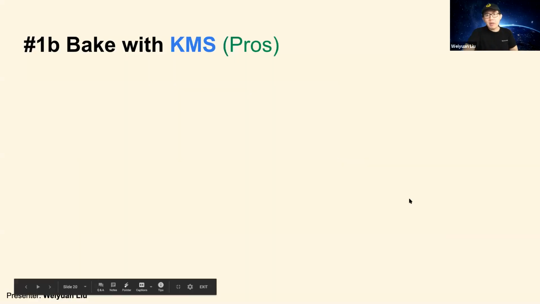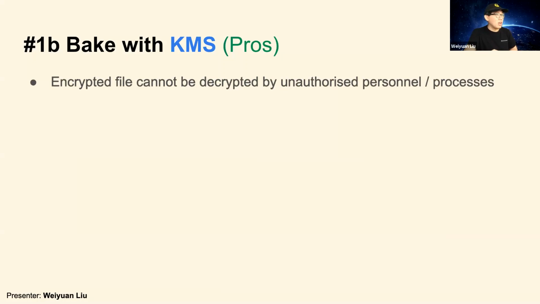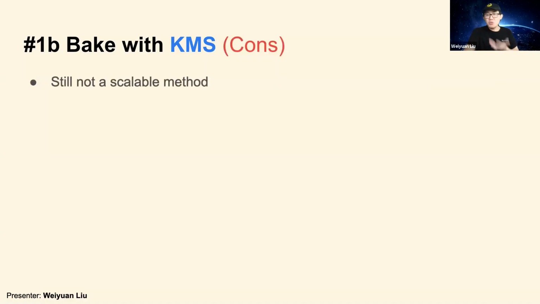So what are the benefits of using KMS in conjunction with baking, as compared to the earlier first method? Immediately there's one benefit, which is that the file itself is encrypted. Hence, if I have access to a Docker image, I cannot look at the contents unless I have permission to decrypt it. This means we don't need to extend the access control over to our image repository. But it's still not a scalable method.